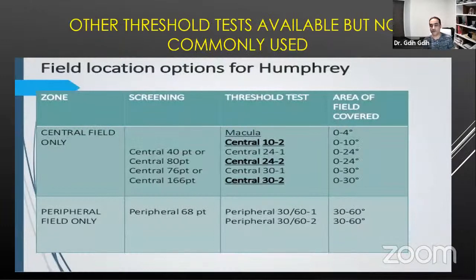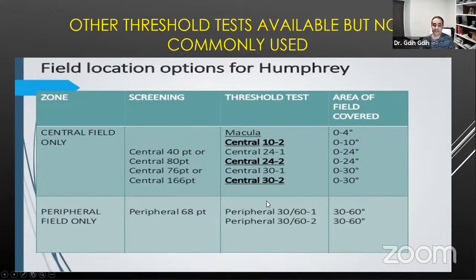Now, before we move forward, I'm just going to show you this, not to overload you with information, but just so you know that the machine you're dealing with has many more options to choose from. There is a visual field called the macula, or the central field of the macula. It tests only about 4 degrees centrally. And we have central 10-2, central 24-1, central 24-2, central 30-1, central 30-2, and we also have 60-1 and 60-2.